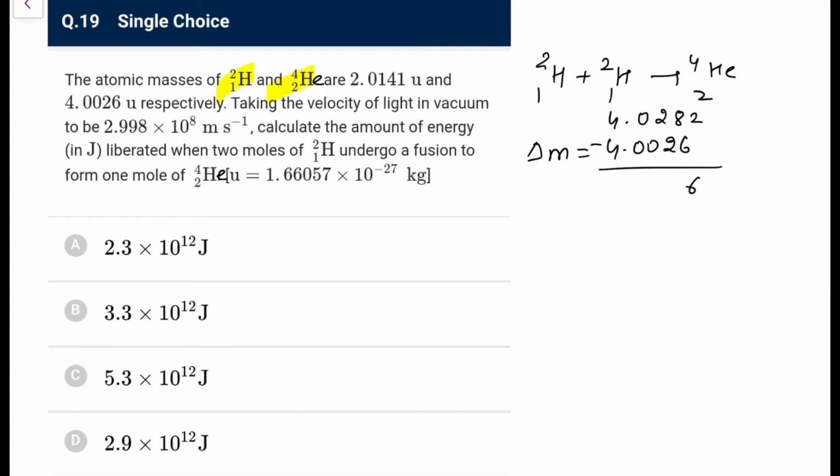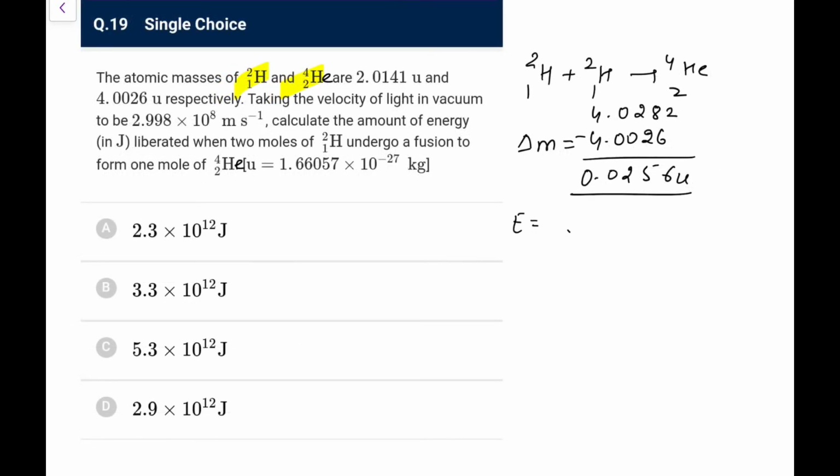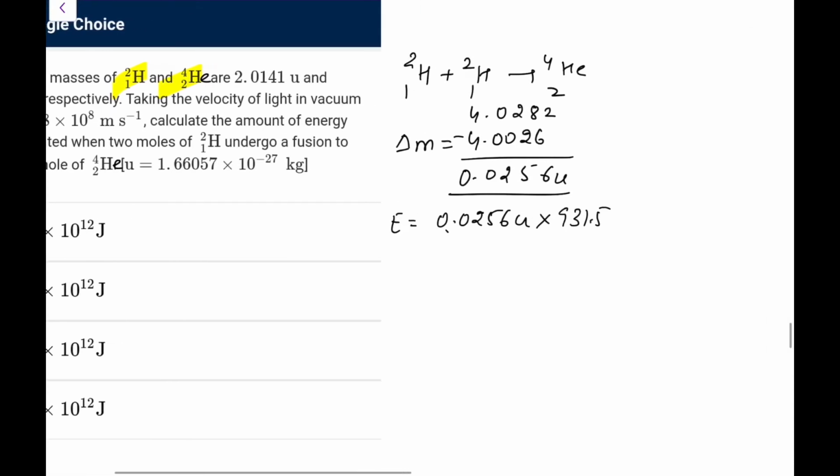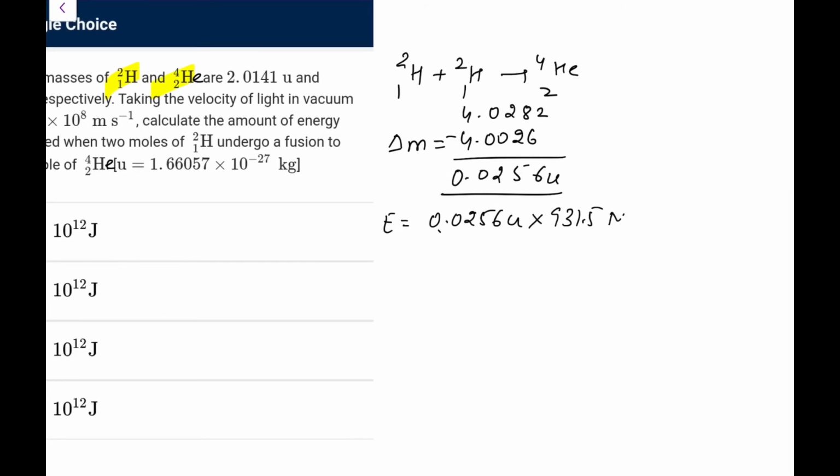12 minus 6 is 6, 7 minus 2 is 5, 2 minus 0 is 0.0256 U. So the energy in a single reaction would be 0.0256 U into 931.5 MeV by U. The MeV by U and U cancel, and we convert it. We know 1.6 into 10 to the power minus 13 joule is equal to 1 MeV. So this is what we'll get in joule.